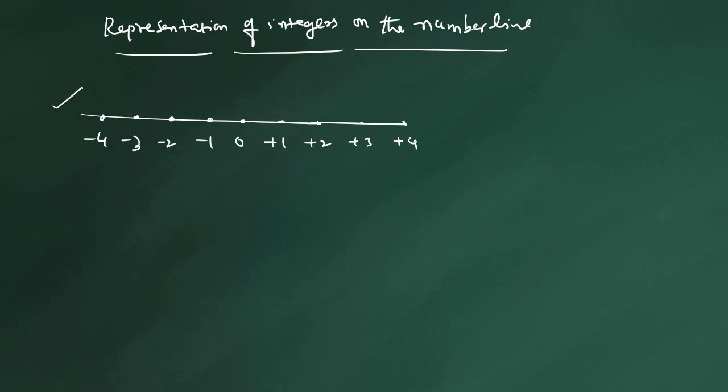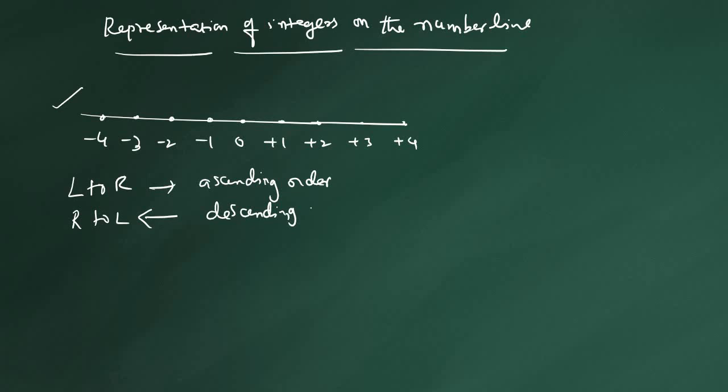In this case, as we move from left to right, the integers are in ascending order. That is one point. Another one: as we move from right to left, integers are in descending order. This is one point to be remembered.